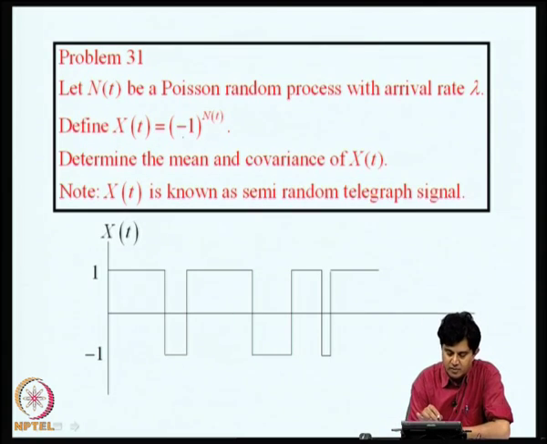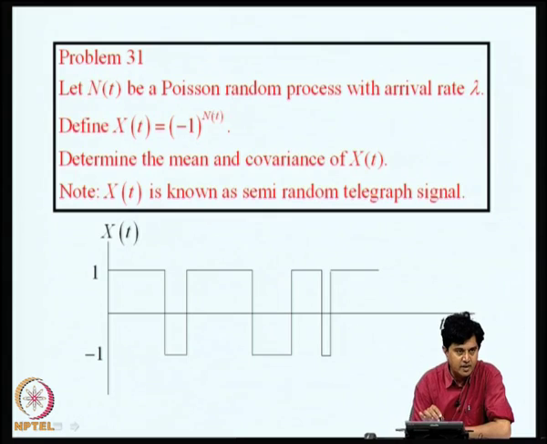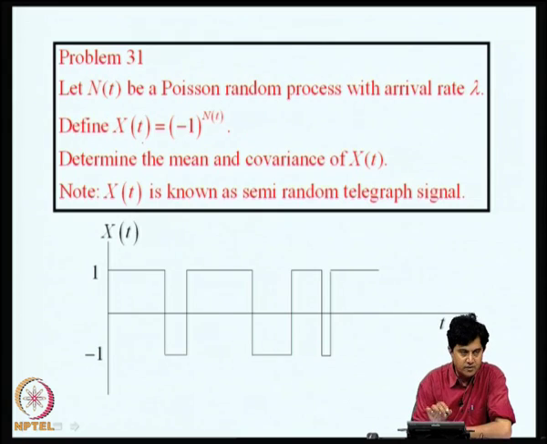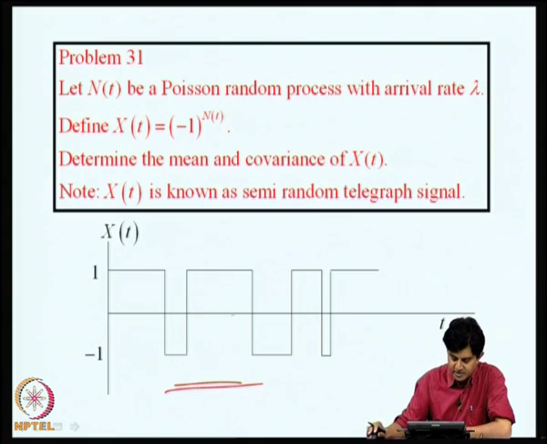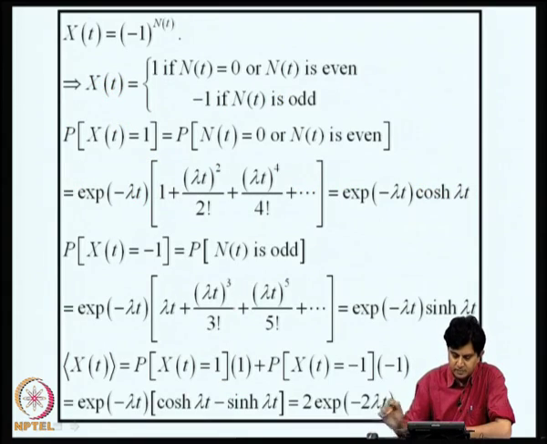So, x of t, obviously n of t is an integer valued random process. So, whenever n of t is even, x of t will be 1, and when n of t is odd, x of t will be minus 1. So, a sample will look like this, depending on even odd combinations of n of t. So, x of t is minus 1 to the power of n of t. So, x of t is 1 if n of t equal to 0 or n of t is even, it is minus 1 if n of t is odd.